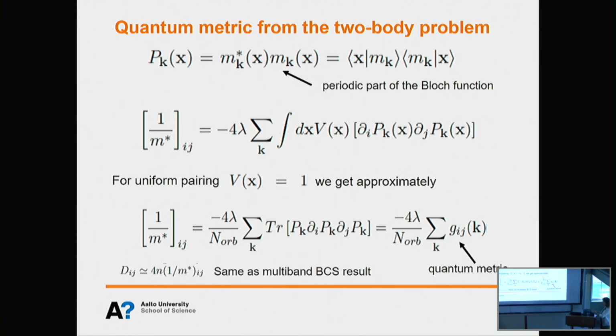This velocity of the pairs, or effective mass, now has nothing to do with this t squared over U. It's not a superexchange process. So it's linearly proportional to U, linearly proportional to the coupling. And then it depends on some properties of the Bloch functions of the multiband system. So it would be a very different velocity. It's like an interaction-induced hopping. So it's not a superexchange process.